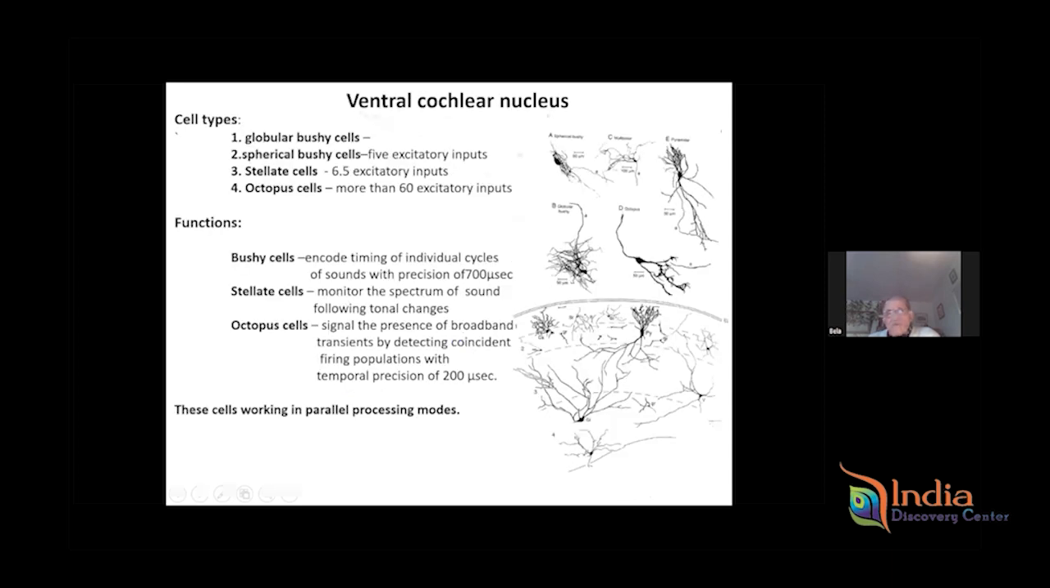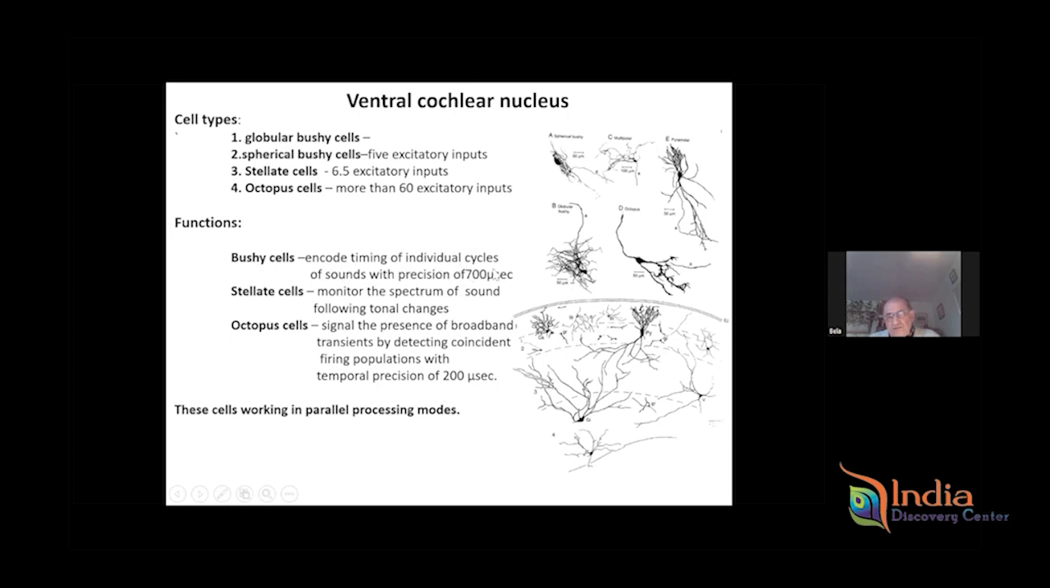So in the ventral cochlear nucleus, which belongs to the auditory system, it also shows that there are differently built, morphologically different cell types, and they have very different functional entities.